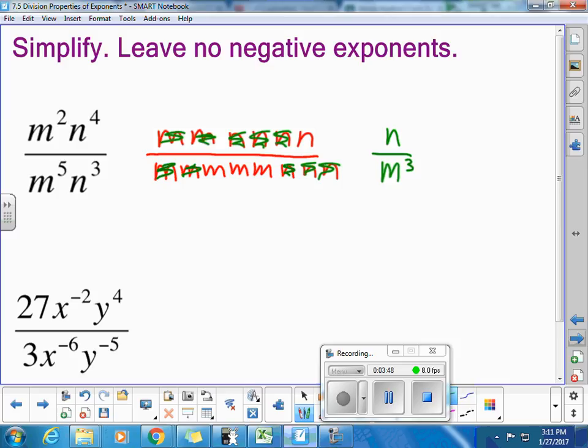So m to the 2nd over m to the 5th, if you just look at that part, I think of it this way. We have more m's on the bottom. The 2 on the top are going to cancel with 2 on the bottom, leaving us 3 on the bottom. And if you look at the n's, n to the 4th, we have 4 on the top, 3 on the bottom, so there's more on top. So I'm going to leave some on the top. 3 of them are going to cancel out with the 3 on the bottom, so there's only 1 left.